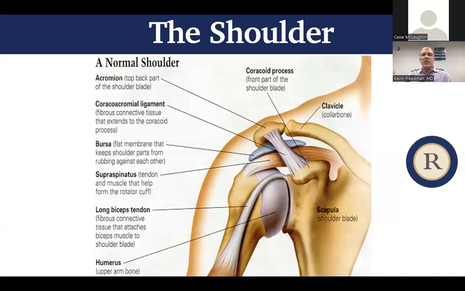Now, in addition, there's other structures around the shoulder. There's the bursa. The bursa sits on top of the rotator cuff, and that can get pinched when you do shoulder motion, and that can cause pain. So when somebody says they have bursitis, that's really what we're talking about. It's this sac of tissue that surrounds the rotator cuff and can get pinched inside the shoulder, causing pain.